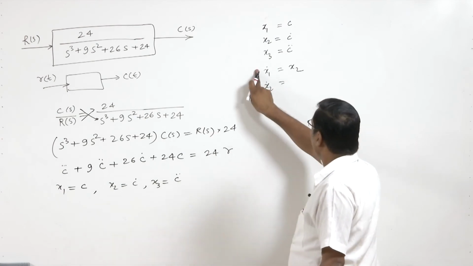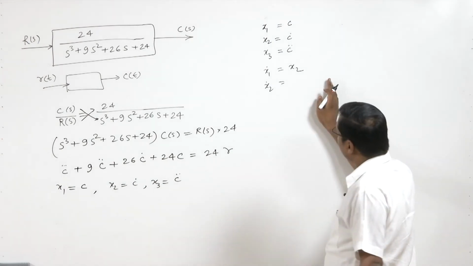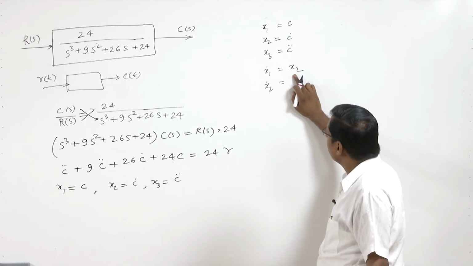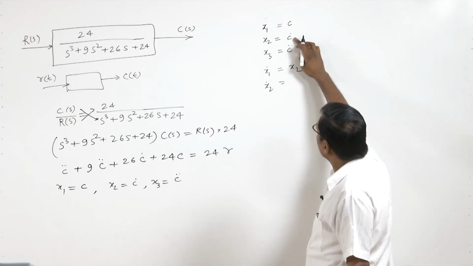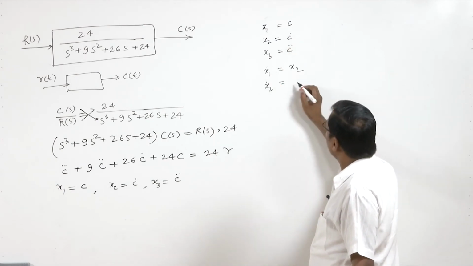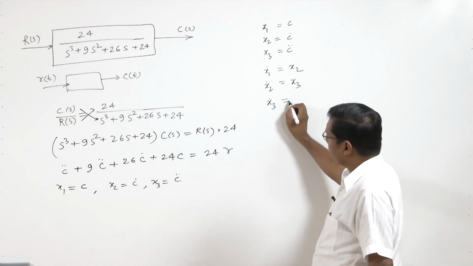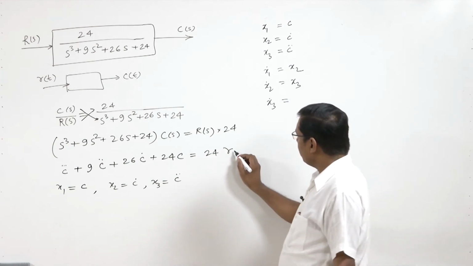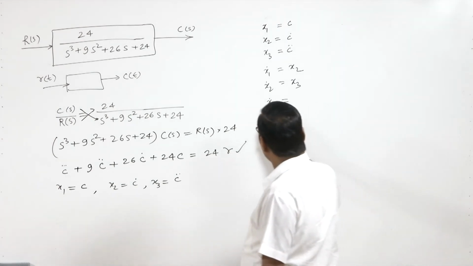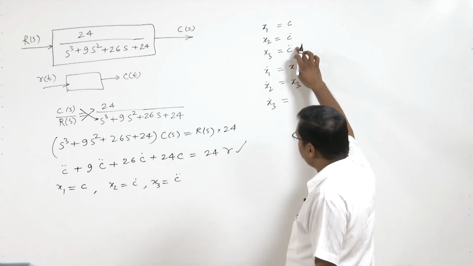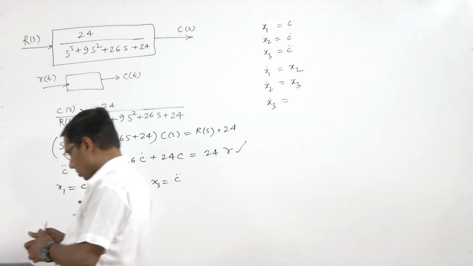So we are here writing derivatives of the state variable in terms of state variable. So here x1 dot equal to x2, and x2 dot equal to c double dot, and that is x3, and then x3 dot. So x3 dot we can find from this equation. So here x3 dot is c triple dot.